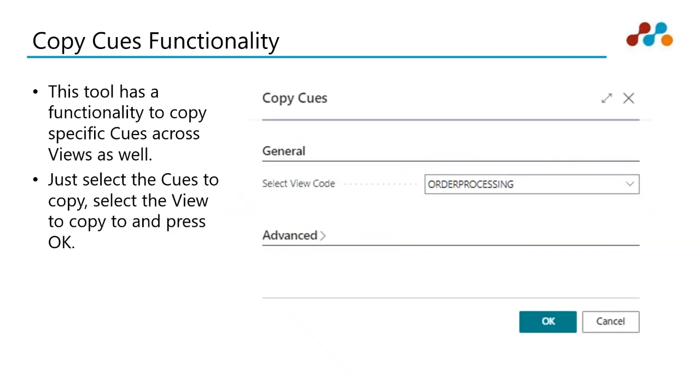Similar to copy views, we have a feature called copy queues. It works in a similar manner. If a particular view has something which needs to be common for a few users, then we can readily use the copy queue functionality and copy the corresponding queues.